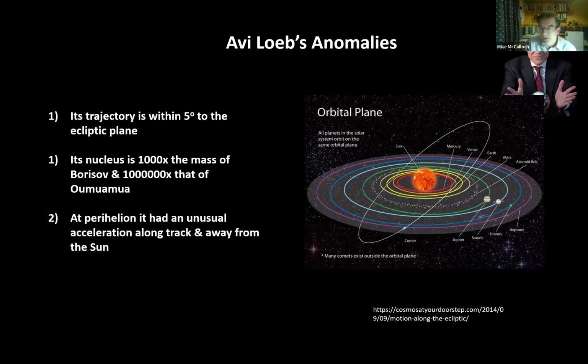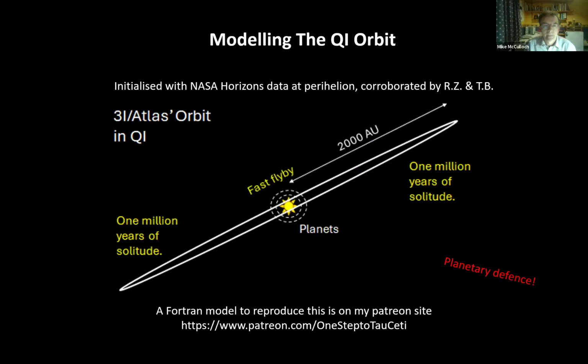but I think there might be another explanation using QI, because I've been modeling the orbit of it. What I've done is I've initialized a Fortran model of the orbit with NASA Horizons data. You can get very accurate data on trajectories and positions and speeds from NASA using their Horizons website. I started it off close to perihelion with this accurate data, and I ran it with Newton, and I ran it with the quantized inertia physics.